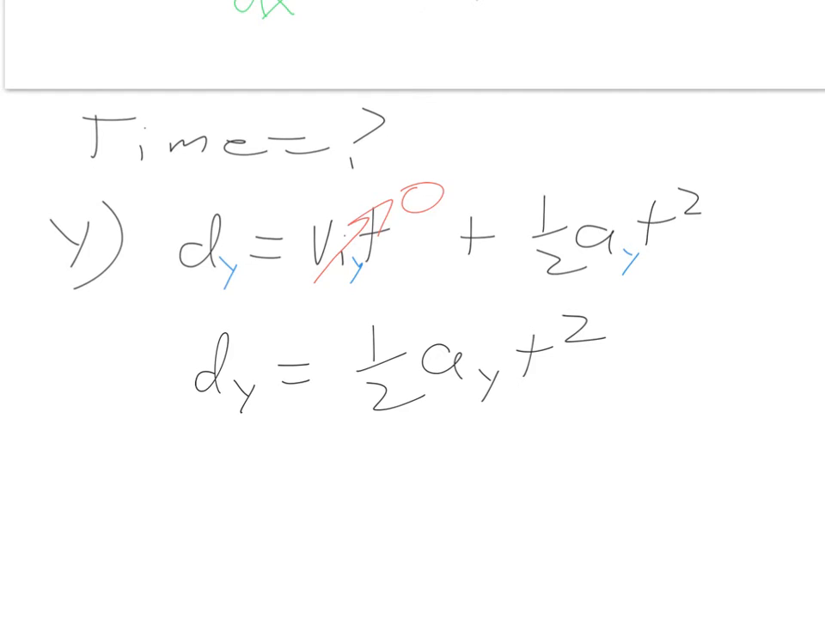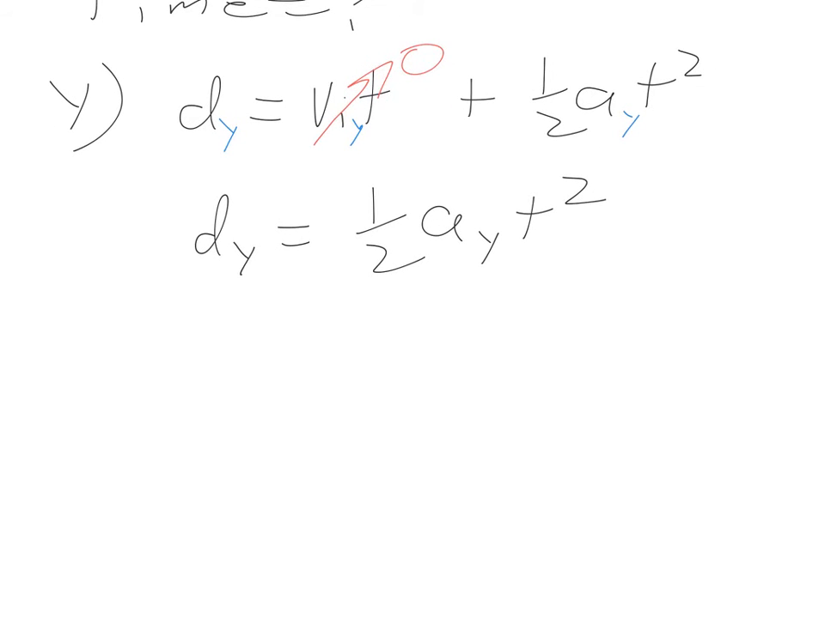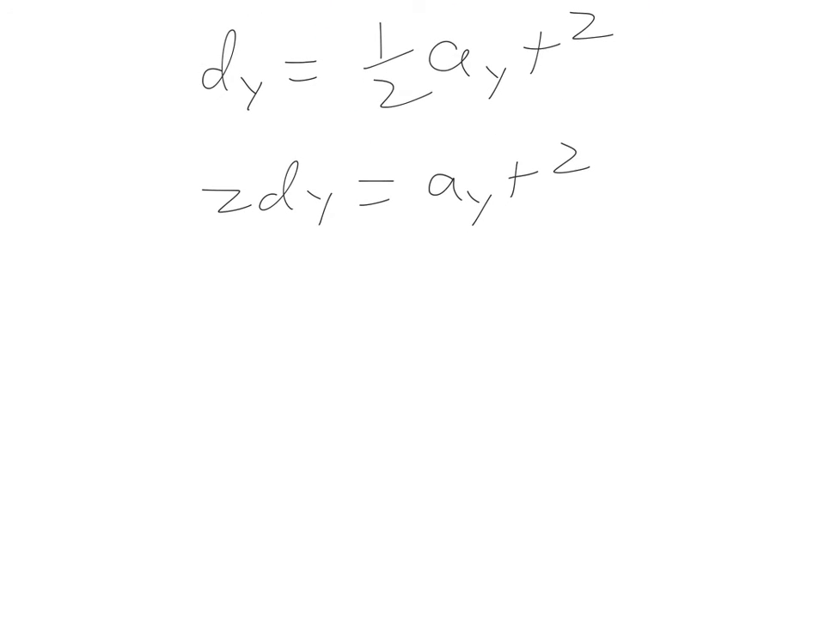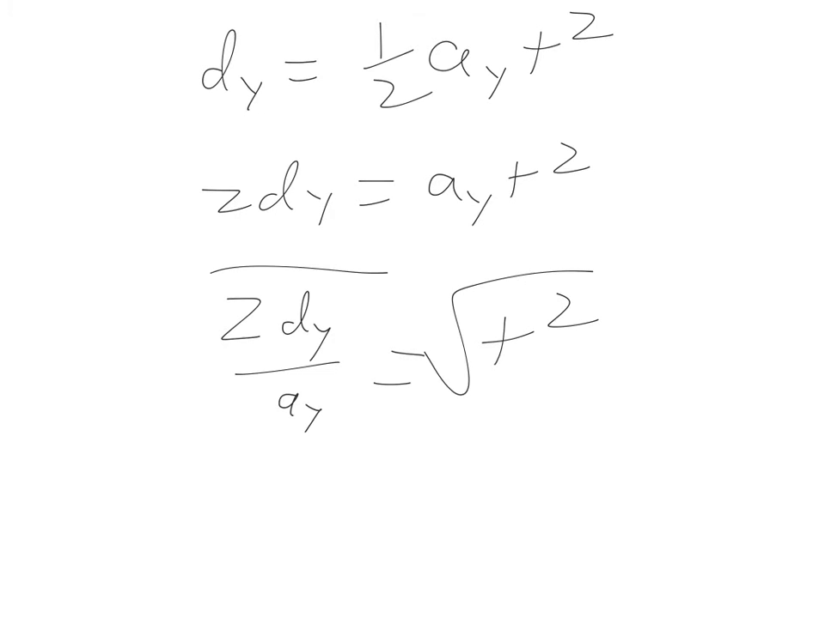So I'm going to do a little bit of algebra to isolate the time. So let's see, 2 dy is equal to ay times t squared. I just moved over the 1/2 by multiplying both sides of the equation by 2. And then the next step is I'm going to divide out that acceleration on both sides. So I wind up with 2 dy over ay is equal to t squared. And then the last little step here is I'm going to take the square root of both sides.